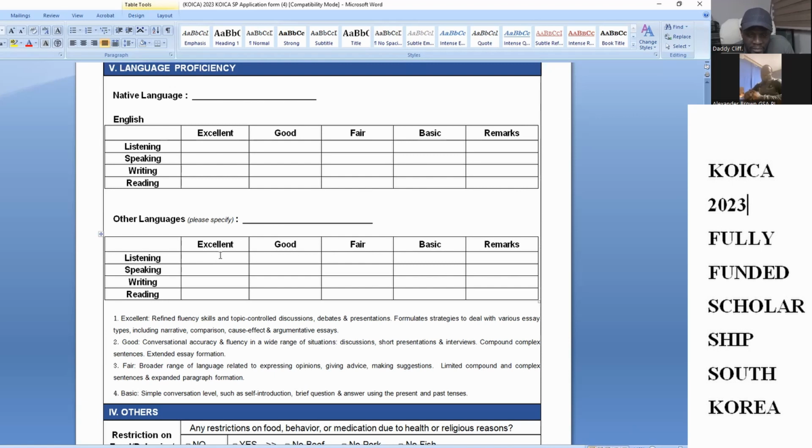So it depends on where you are. I know Cameroonians, it depends. Some people have English as their first language. Some people have French as their first language. Yes. So in both cases, you indicate the languages that you speak there.